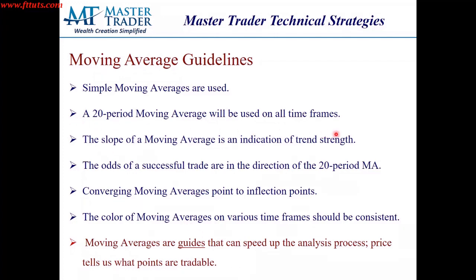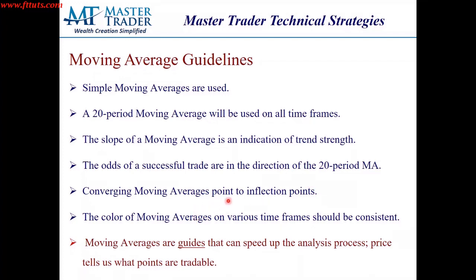We're going to use a 20-period moving average on all time frames. It will follow the trend relatively closely, and that's why we choose to use it. The slope of that moving average is going to be an indication of trend strength. Simple. If it's trending up, the trend must be going up. If it's trending down, it's going down. And as already mentioned, we're focused on just training our mind as to that picture and what we're looking at. The odds of a successful trade are going to be in the direction of the 20-period moving average. Another way of saying that, if it's going up, the odds are long. If it's going down, the odds are short.